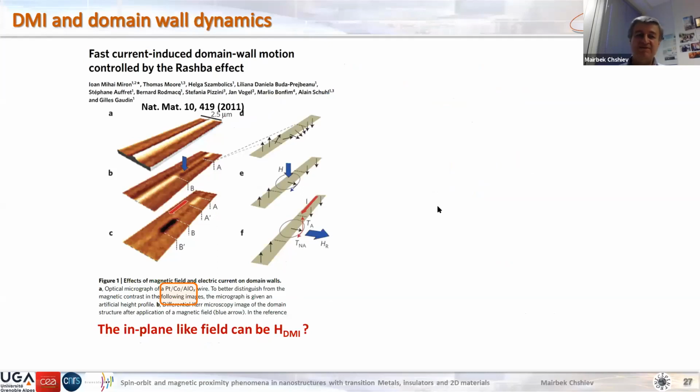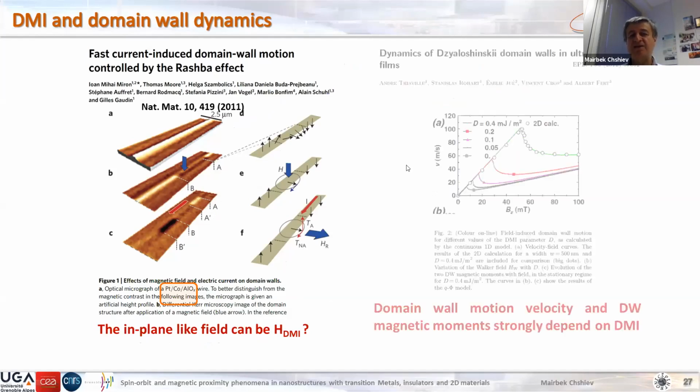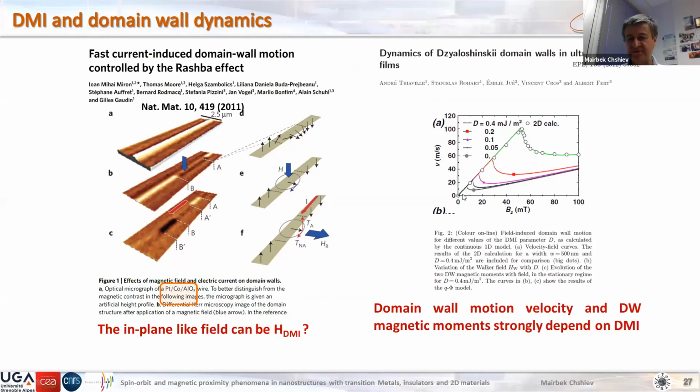Another motivation is that it is very important for explaining, for example, Rashba-induced, current-induced domain wall motion. Also, in this classical work by Andrei Thiaville and colleagues, they show that if you don't take the Dzyaloshinskii-Moriya interaction into account, you cannot explain the domain wall dynamics.